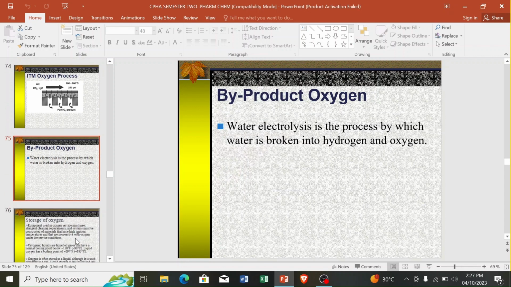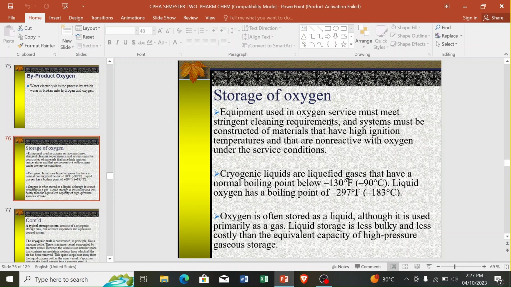So, byproducts of oxygen: water electrolysis is a process by which water is broken into hydrogen and oxygen. So after we have manufactured oxygen, there is need for us to know how we can store it.